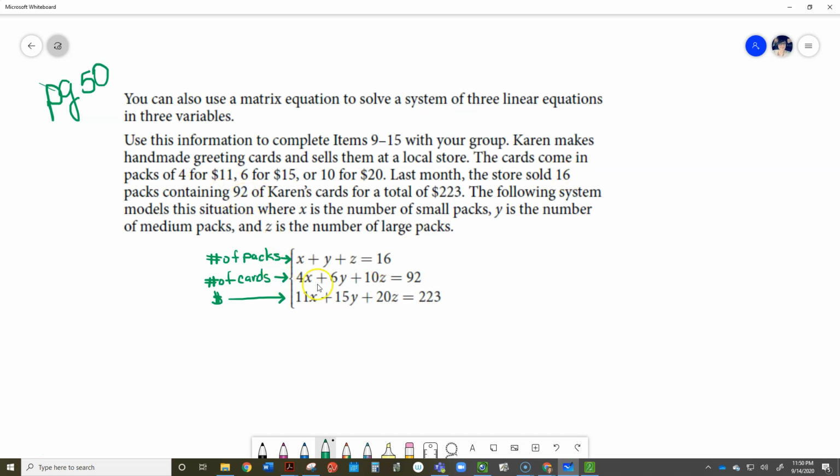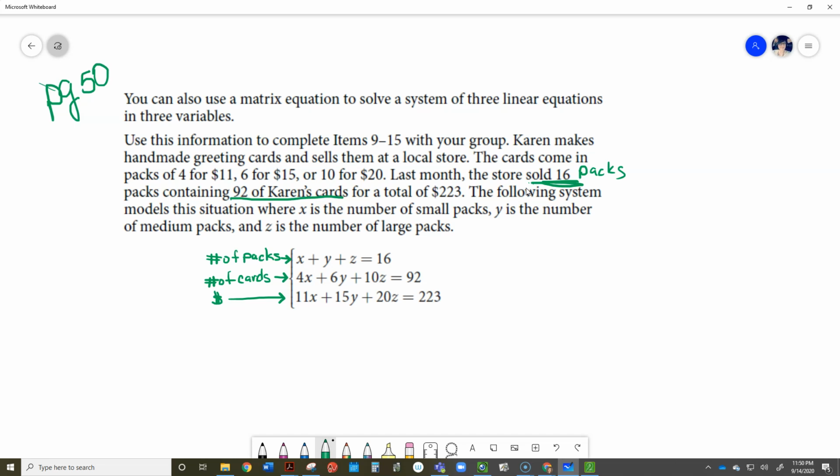So when you have to take this equation right here, you have to take all of the information. So I start by looking right here. She sold 16 packs. Okay, so 16 packs. What were those packs made up of? Small, medium, and large. So she sold some number of small, some number of medium, some number of large, but she sold 16 of those. Okay, now they tell us that those packs contained 92 of her cards. So this is a total amount of cards. So you needed an equation for cards.